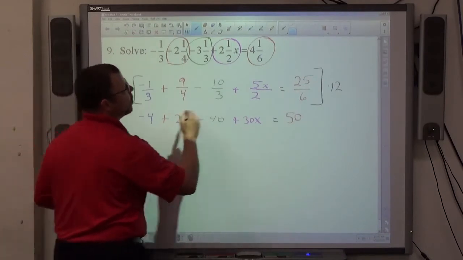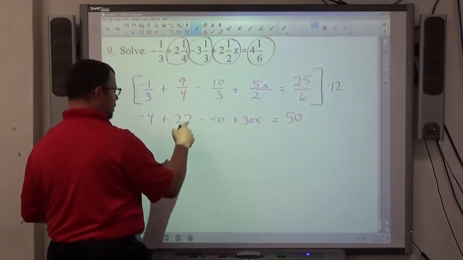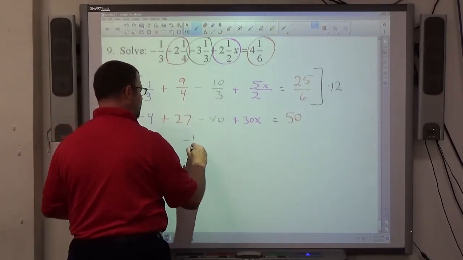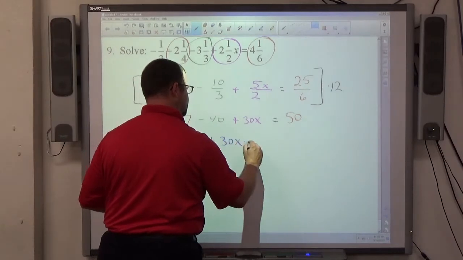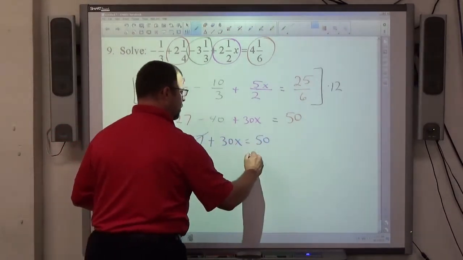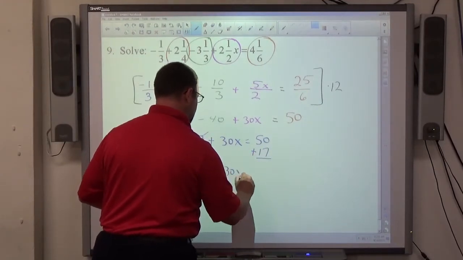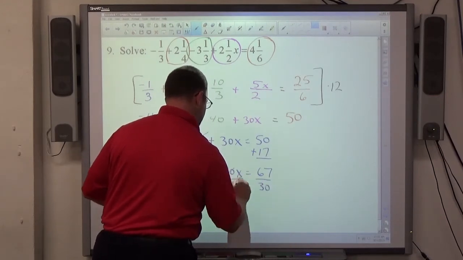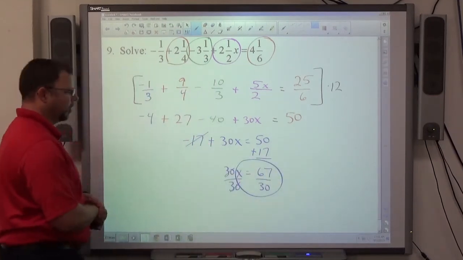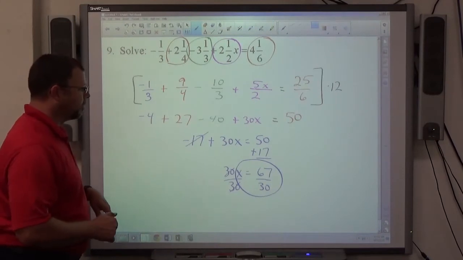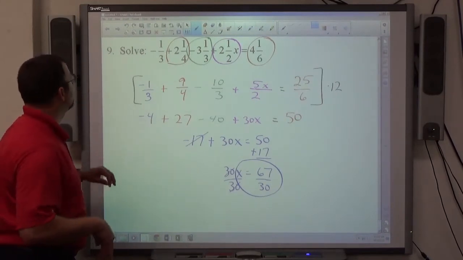I do have some like terms over here on the left-hand side, so maybe I'll add those together. Negative 4 plus negative 40 is negative 44, plus 27 is negative 17. So negative 17 plus 30x equals 50. Move 17 over here, that gives me 30x equals 67. 67/30 is the final answer. And an improper fraction is a fine way to leave a final answer. I wouldn't go any further than that. If you want to make it a mixed number, it's 2 7/30, but I leave it right there.